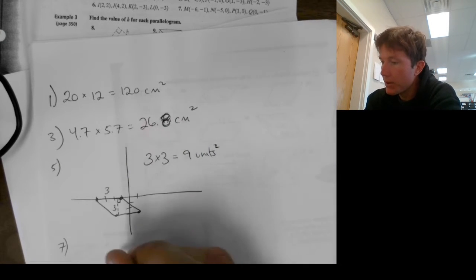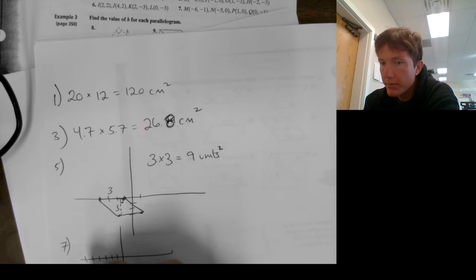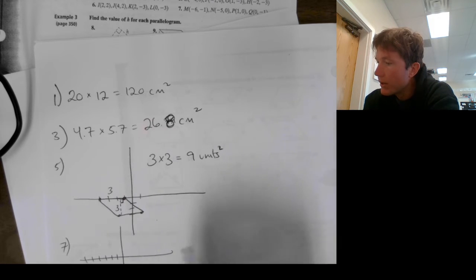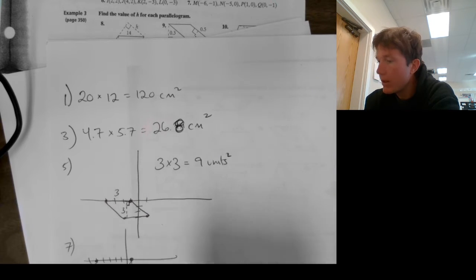Let's do number 7. Draw another one. Negative 6, negative 1. Negative 5, 0. 1, 0. And 0, negative 1. Alright, same story here. I can use this as my base. That would actually be a base of root 2 if you use the distance formula. But that's not very nice. So we're going to use the nice straight line as a base.